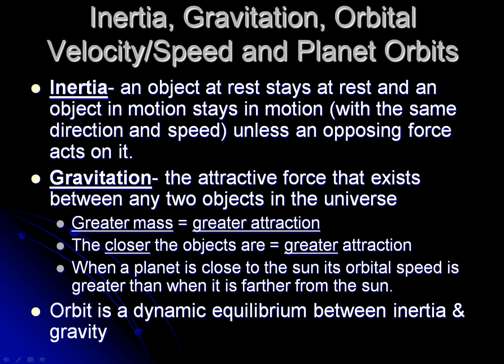Inertia says that an object at rest stays at rest and an object in motion stays in motion, unless acted upon by some opposing force. Gravity is the attractive force between any two objects. The greater the mass, the greater attraction, and the closer the objects are, the greater the attraction. This means that in an orbit, which is a balancing act between inertia and gravity, when a planet gets closer to the Sun, it is under the pull of greater force of gravity and so moves faster.